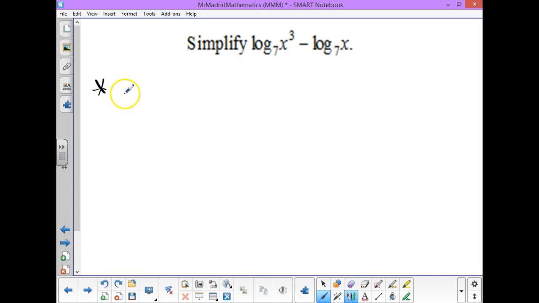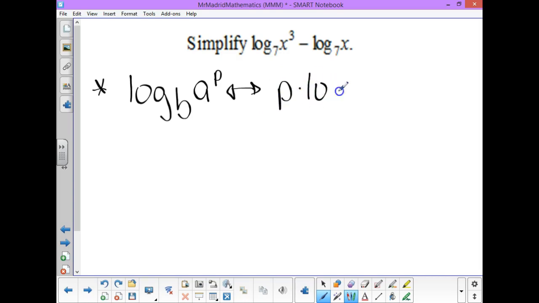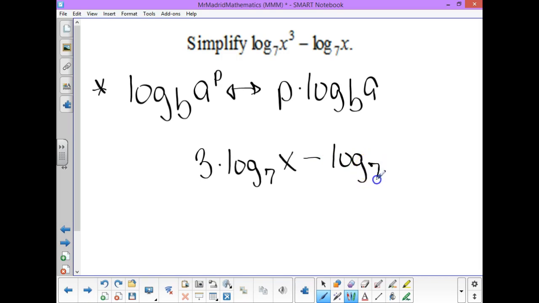So let's go ahead and remind us of what that looks like. How did we have it written earlier? Let's see here. Log base b of a to the p, right, can end up looking like what? P up front, log base b of a. Right? So we're going to go and immediately apply that up here in the front. So this one should now have a 3 up front, log base 7 of x minus log base 7 of x.